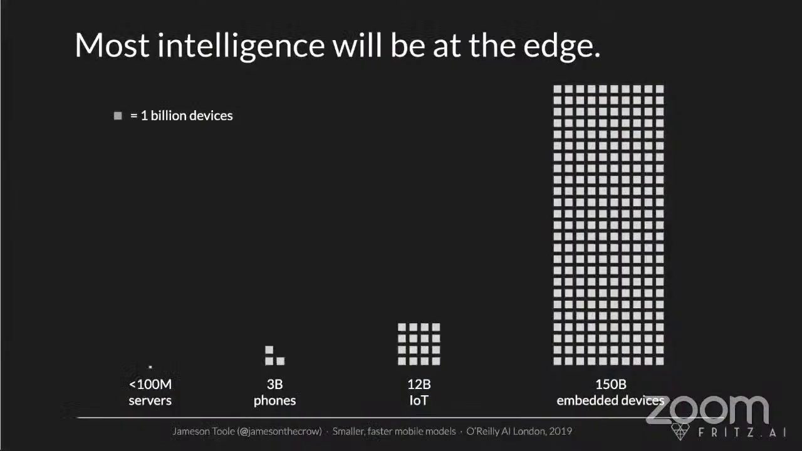But if you see why we want to do that, the most intelligent devices, they projected it as, it will be on the edge. Okay, you can see 100 million servers and 3 billion phones and 12 billion IoT devices. But okay, again we will come to IoT later. And we also have 150 billion embedded devices.